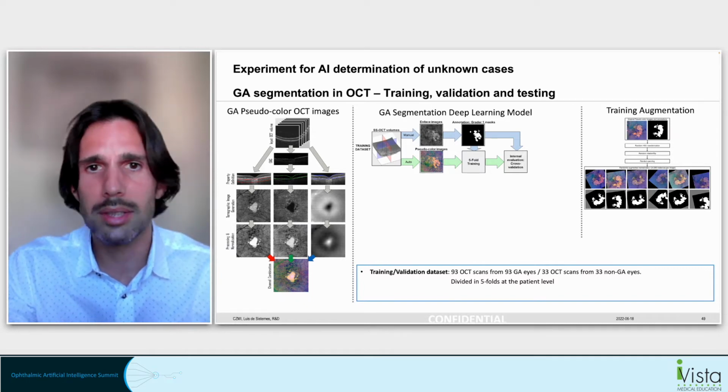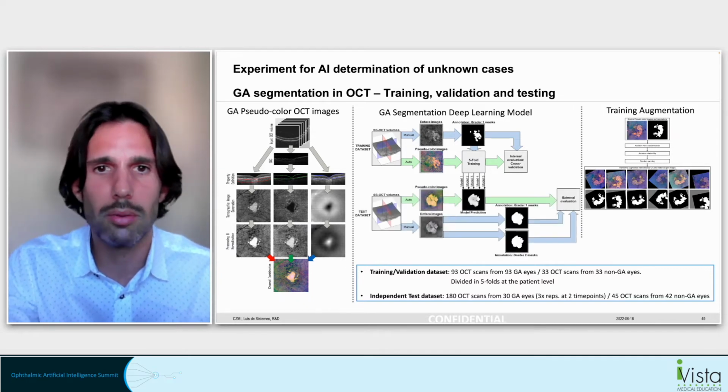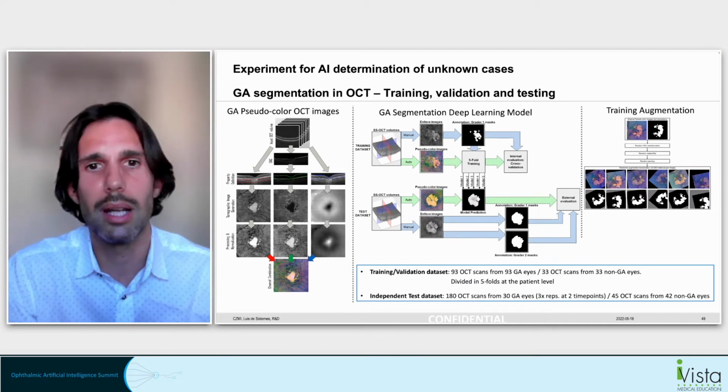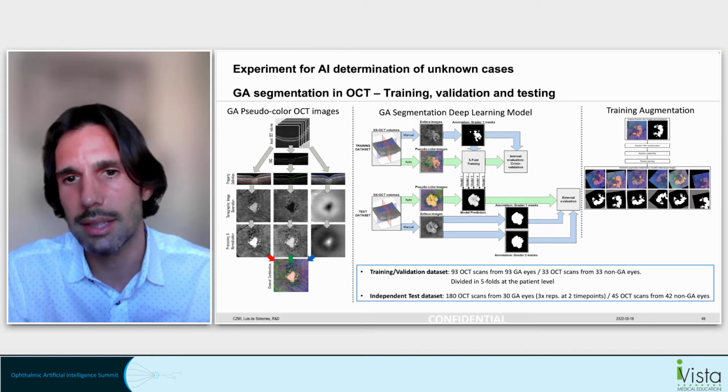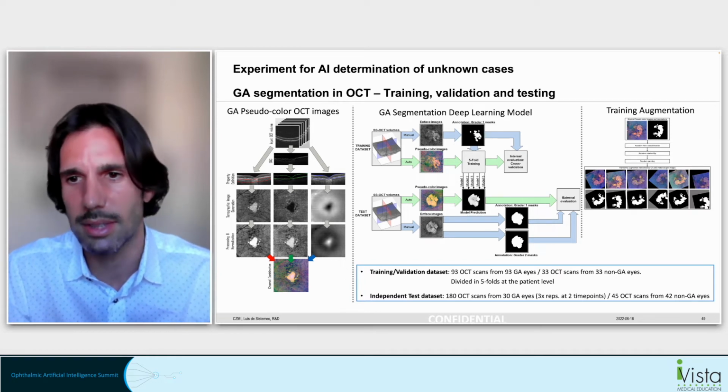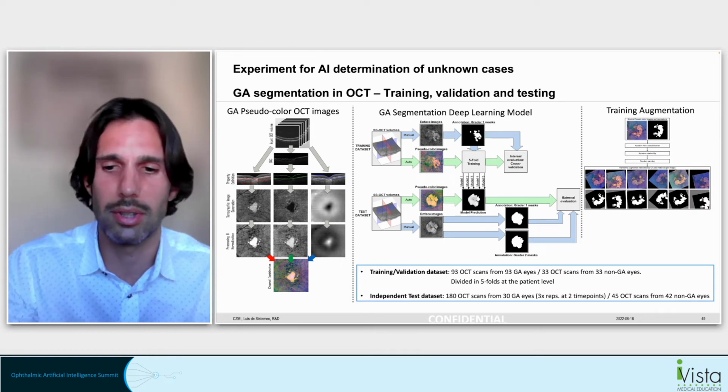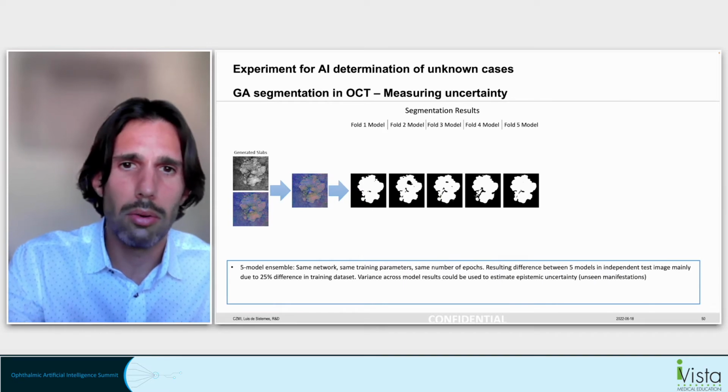So afterwards, we have trained these 5 different models. We have a separate data set, and we can evaluate these trained models on a completely independent data set. We had 2 different graders to provide manual annotations for this comparison. So what did we find out?